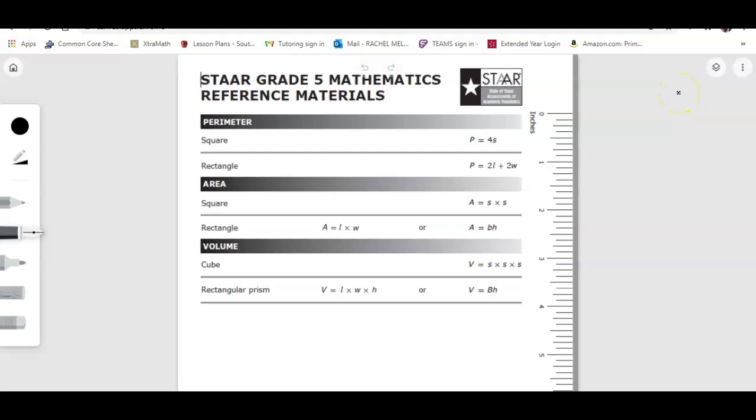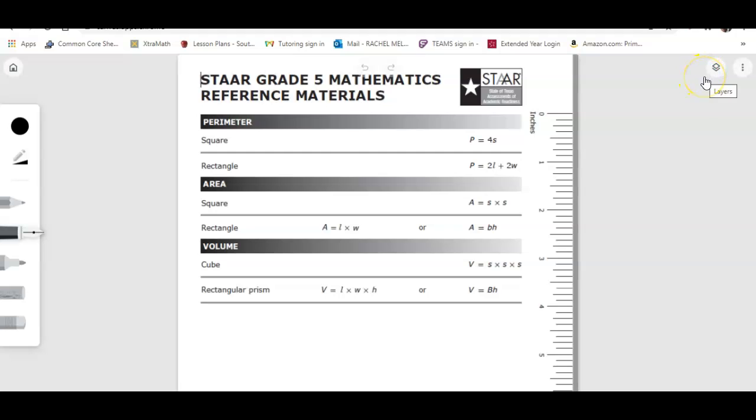Okay, so today we are going to be talking about perimeter, and I'll give you that definition in just a second. But before I give you the definition, I want to review with you one of the reference material sheets that you get when you take your STAR test. Okay, this is not new. Some of the things that are on there might look a little new, but you have had a reference material sheet each time that you've taken your math STAR test.